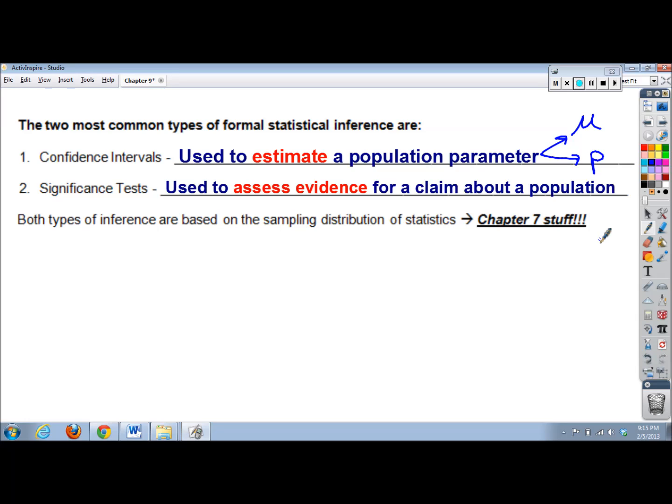Now, significance tests or hypothesis tests, we are going to use them to assess evidence for a claim about a population. A lot of the math that we're going to be doing this chapter is still back from that first chapter of the semester, that Chapter 7 stuff on sampling distributions. A lot of it's going to be very similar, especially compared to last chapter, Chapter 8, with confidence intervals. You're going to see a lot of the same type of math. It might just be worked around to look a little bit differently.